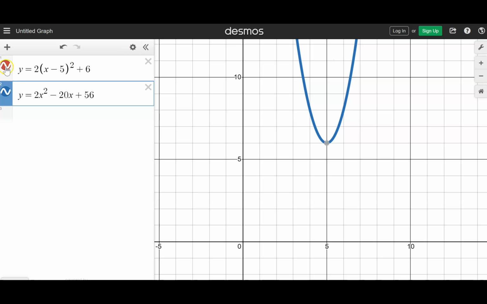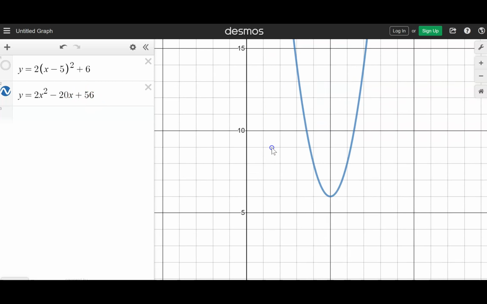Now notice that when I take off the vertex form and I'm just in standard form, I can see that this equation still has a vertex of 5, 6. Even though I'm not seeing that in my standard form equation, that doesn't mean that's not the vertex. It just means that the standard form is highlighting a different point on the graph. The standard form shows us the y-intercept.